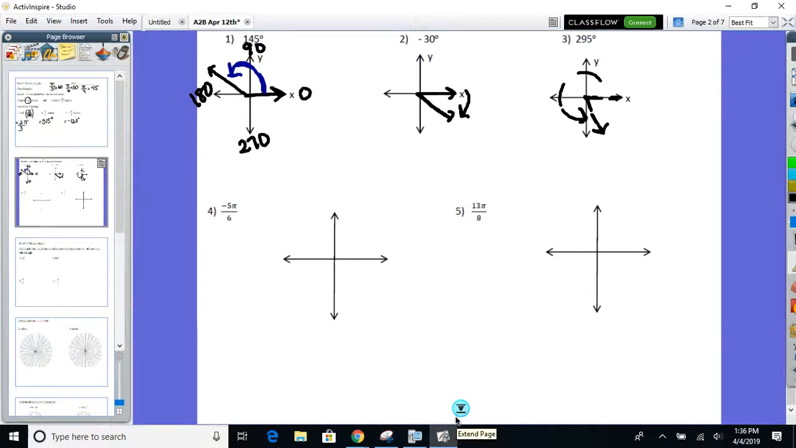Negative 5 pi over 6. Pi over 6. 30 times negative 5. We're going quick. Sorry, you want me to slow down? Negative 5 times 30. Negative 150. Easy here. Think about it. What quadrant am I in? Third quadrant. Are you closer to negative 90 or negative 180? 180. We're closer to the negative 180. Boom.